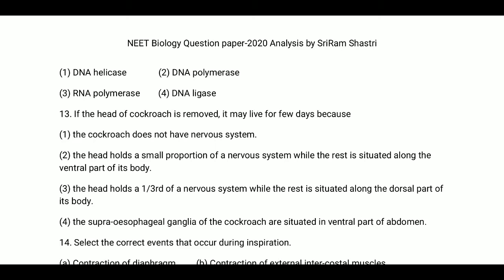If the head of the cockroach is removed, it may live for few days because the cockroach does not have a nervous system. The head holds a small portion of nervous system while the rest is still situated along the ventral part of the body. The head holds 1/3 of a nervous system while the rest is situated along the dorsal part of the body. The supraesophageal ganglia of the cockroach are situated in the ventral part of the abdomen. If a cockroach head is removed, then still it can live for few days. What does happen? The option correct for this is the second one. The head holds a small proportion of nervous system while the rest is situated along the ventral part of the body is the right option.